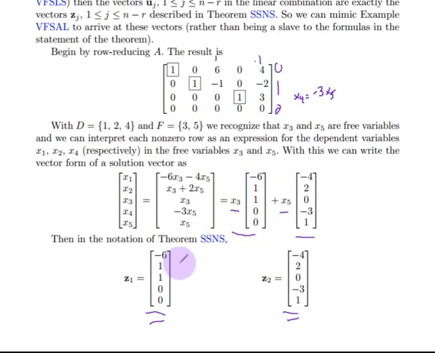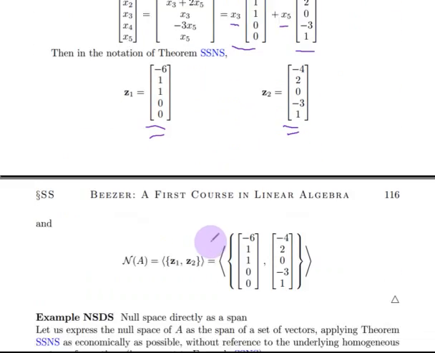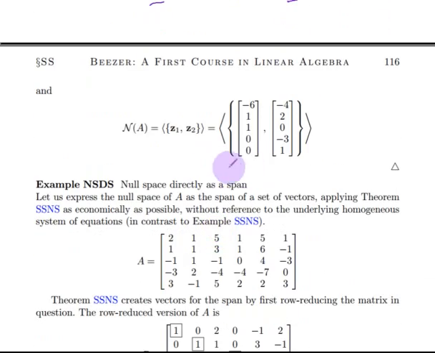Right. Just to look ahead, this means that the null space has dimension 2. But we'll talk about that more later. Just thought I'd throw that out. Okay. So the null space is spanned by 2 vectors.